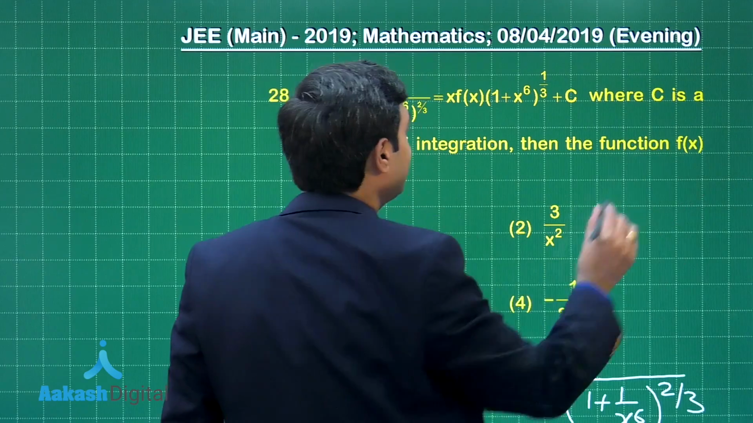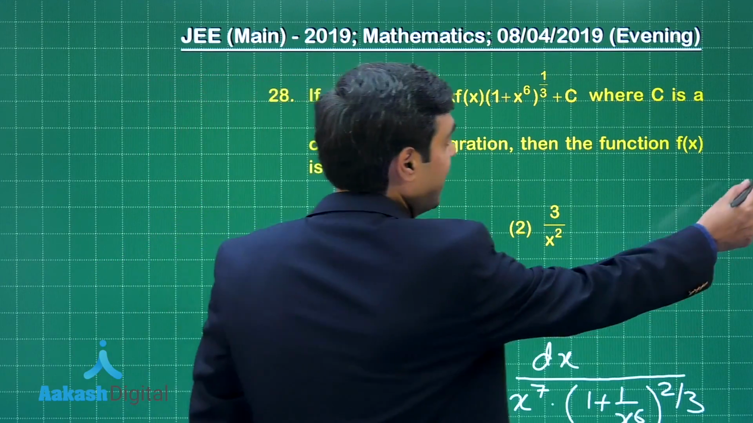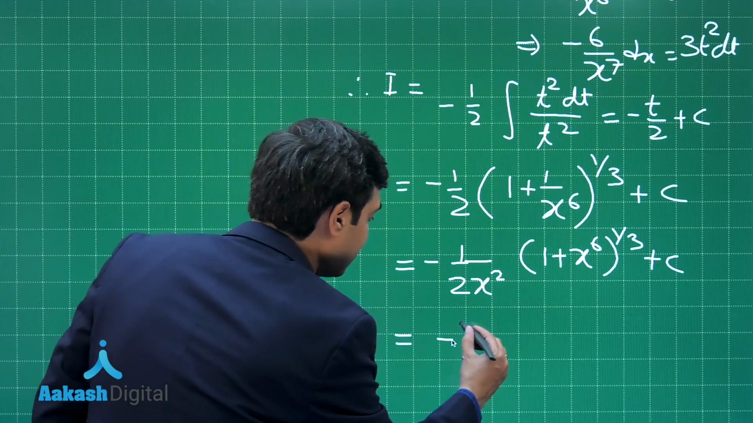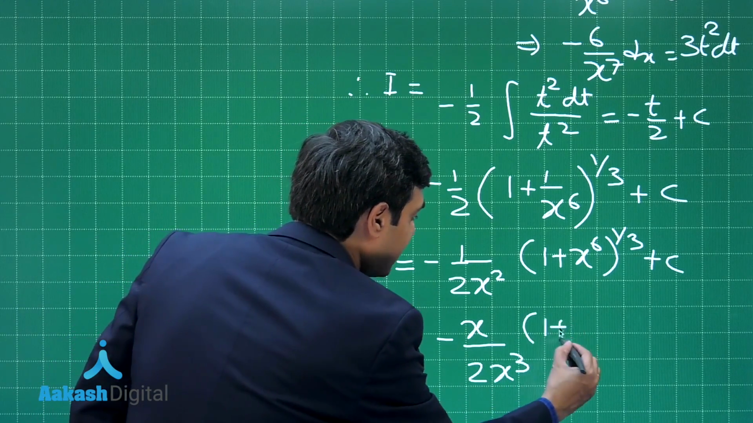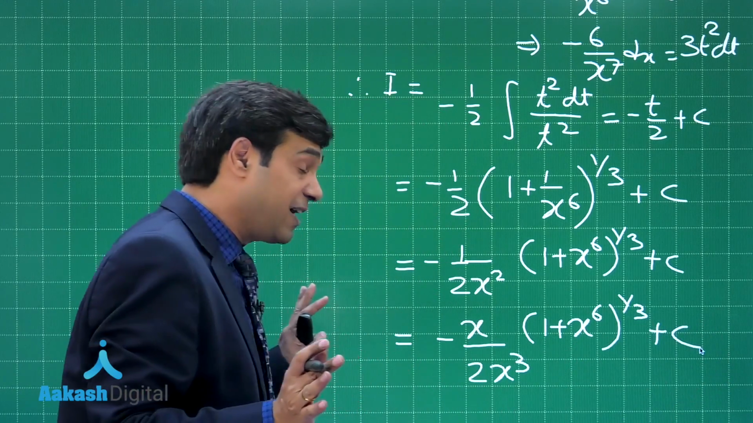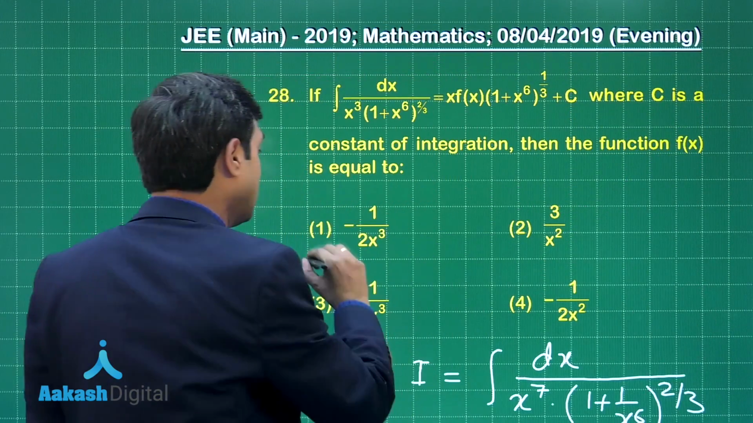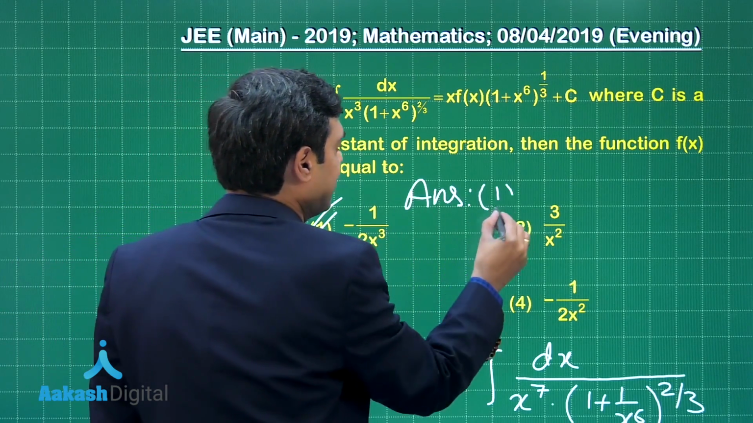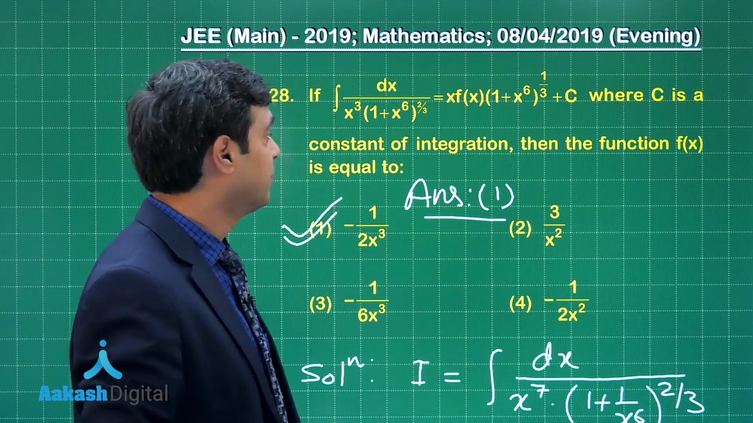Again check what is given to us. (1 plus x^6) whole to the power 1 by 3 is there, multiplied with x into f(x). So let's write here minus x upon 2x cube (1 plus x^6) whole to the power 1 by 3 plus c. So clearly f(x) is minus 1 upon 2x cube. So let's see from the given options, minus 1 upon 2x cube, that is option number 1 is the correct answer.